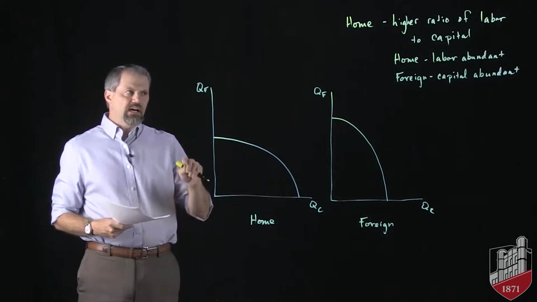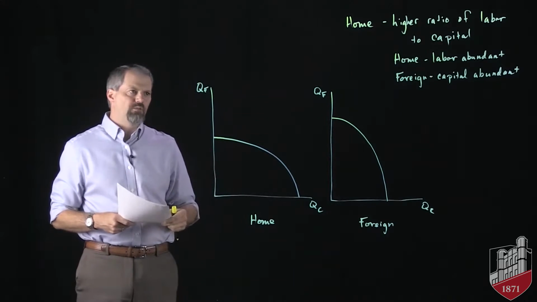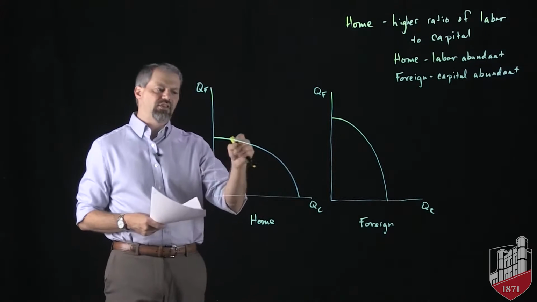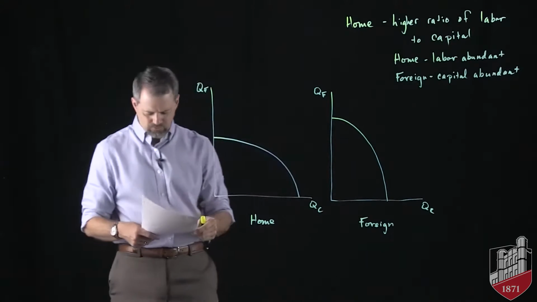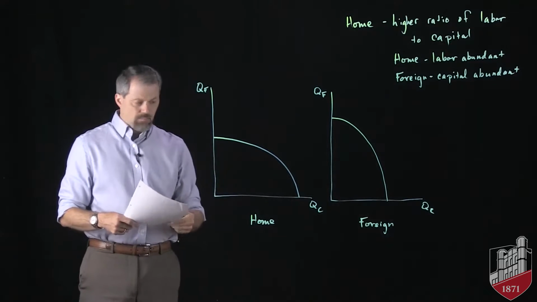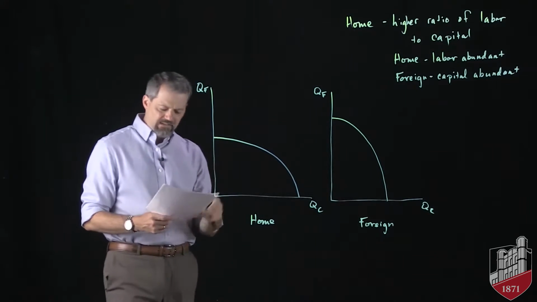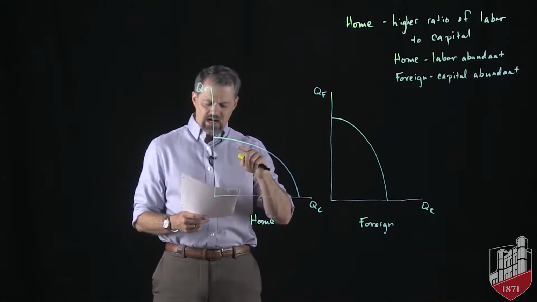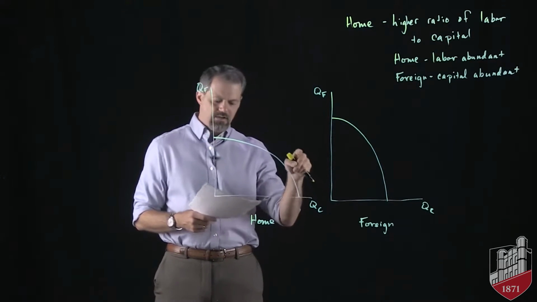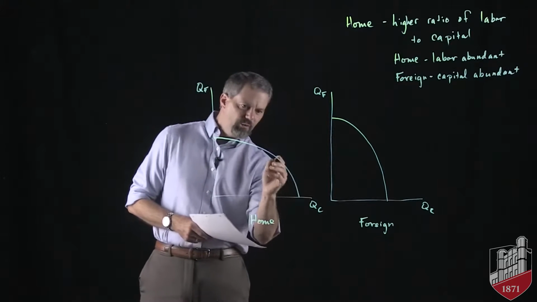So once we open up trade between home and foreign, we're going to end up with some relative price of cloth that's equal between the two. But here's what we know. For any given relative price of cloth, home is going to produce a higher ratio of cloth than foreign is going to produce.